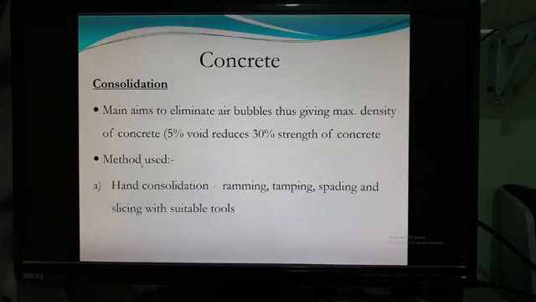Again, depending on the quantity, you can use hand consolidation, where you can see that the worker is basically knocking on the formwork. It's not really bashing, it's just knocking on the formwork to ensure that the concrete is highly packed into the formwork, so there would be no air bubbles.